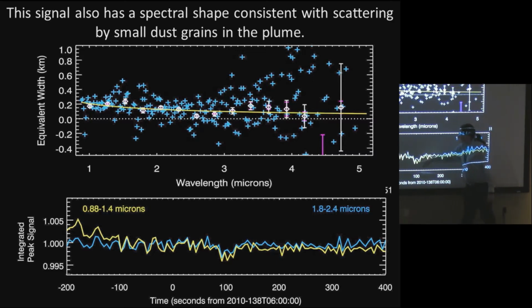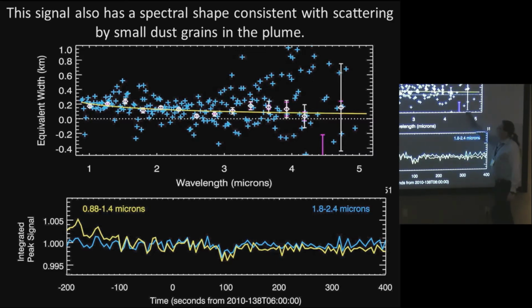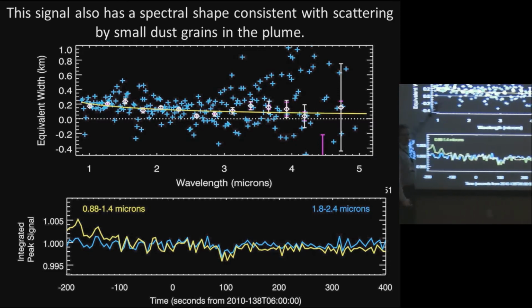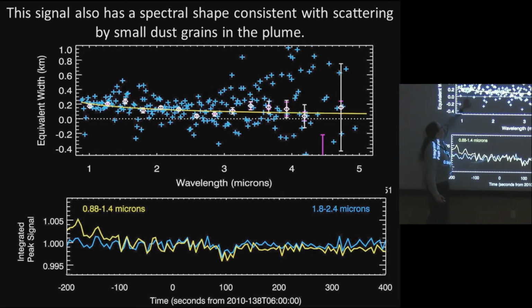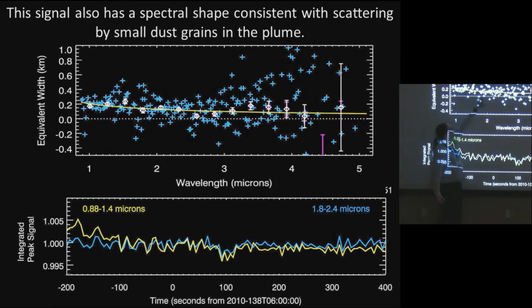This is the depth of that dip, plotted as a function of wavelength. Every plus in that graph is a single spectral channel. Fortunately, we have hundreds of them. The diamonds are bin data. And yes, the signal to noise is bad, but you can see that over a broad range, there is a signal. That's not what gas would do.